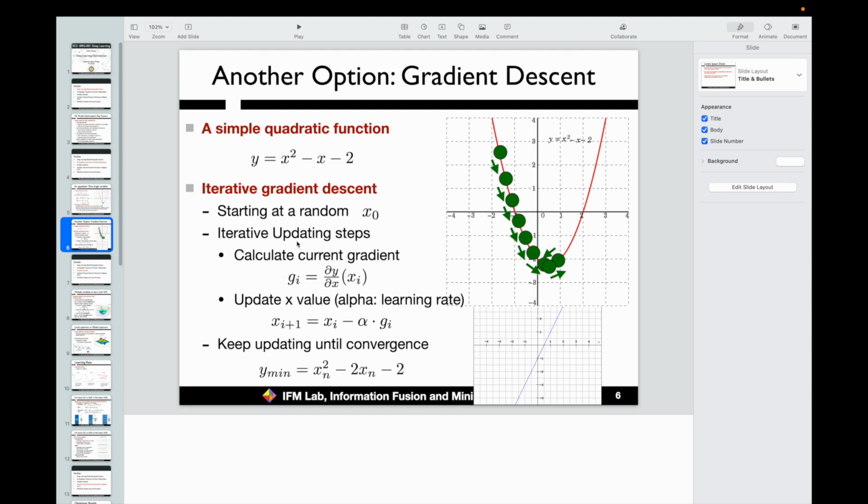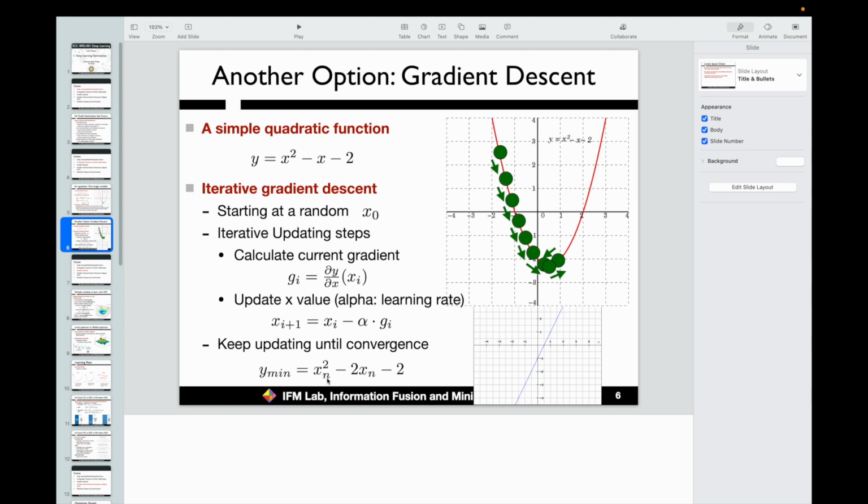And then we can do this process iteratively until convergence. What do we mean by until convergence? If we can achieve this xi and xi plus 1, and they have very minor difference, then we can say this updating process will converge, right? And we will stop this updating process when it converges. And finally, we can achieve this x at convergence, denoting it as xn, right?